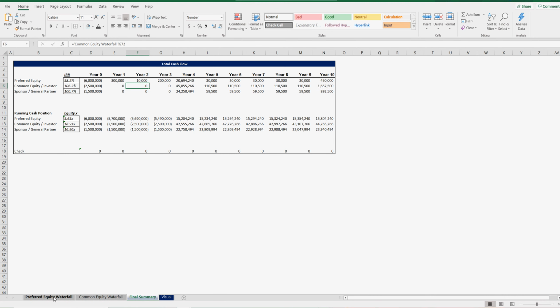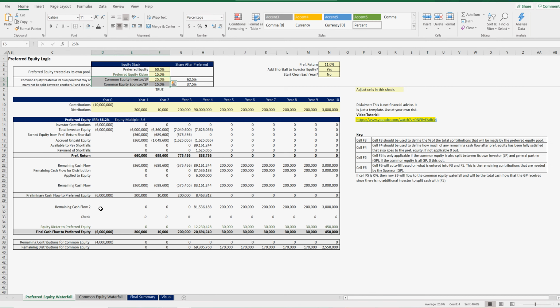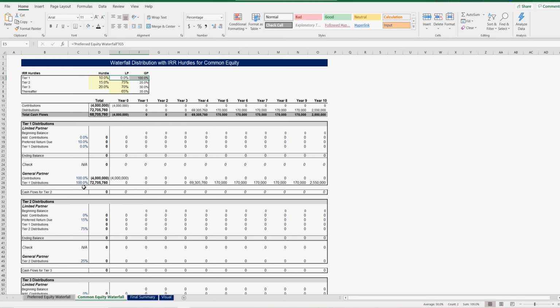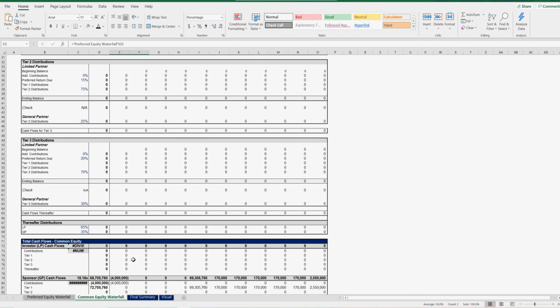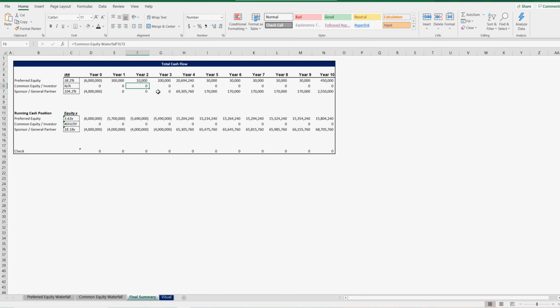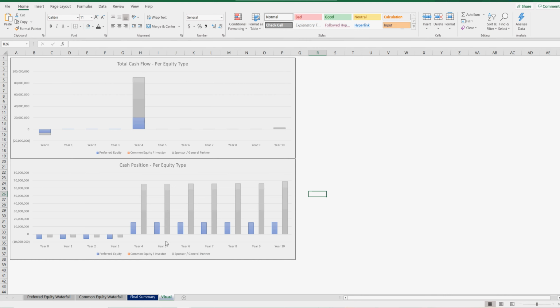instead of two. Now, if you just have pref equity and then the GP and you don't have a secondary LP, you just put 0% here, no problem. And then it flows all the way through. This common equity, essentially none of this logic is being utilized. It's just flowing all the way through the total cash to the GP, and then it comes through here for your internal rate of return, and then running cash position summary as well as a visual.